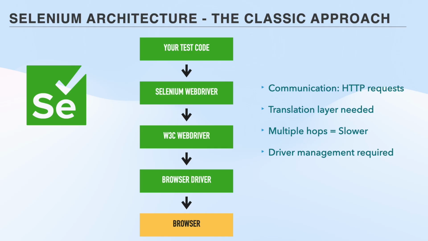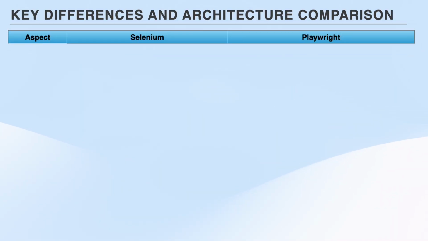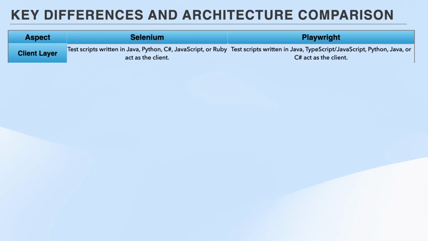So we can think of it like sending a message through multiple translators before it reaches its destination, where each hop adds to latency. Okay, so what are the main differences you need to understand? Let's break down the architecture comparison point by point. First is the client layer. This is where our test code lives. Both tools let you write tests in popular languages. Selenium supports Java, Python, C Sharp, JavaScript, and Ruby, while Playwright supports JavaScript, TypeScript, Python, C Sharp, and Java.